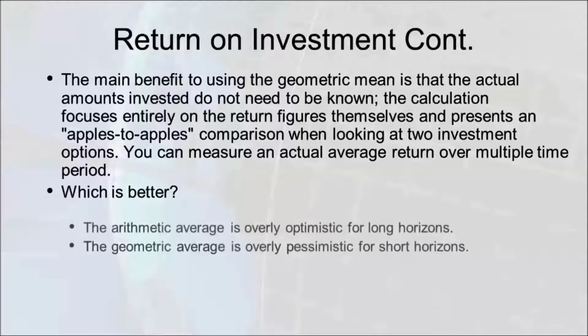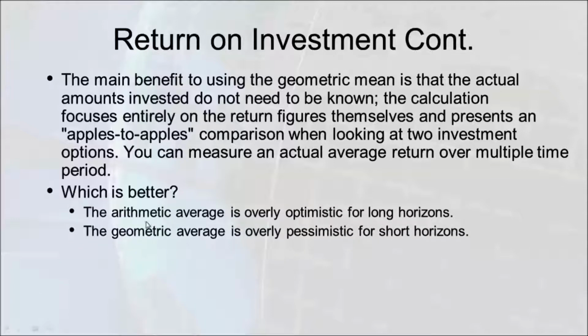Which one is better? Arithmetic average is overly optimistic for a long horizon, whereas geometric average is overly pessimistic for a short horizon. So these are the differences. It just depends on which one works best for you. You can make a decision based on your situation.